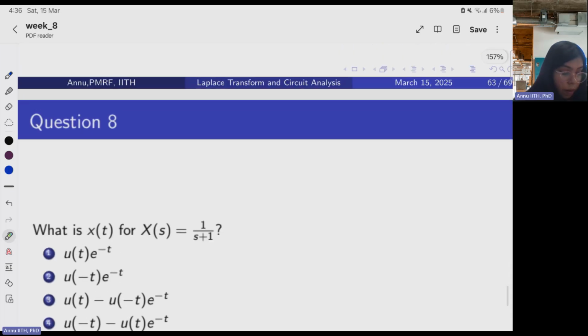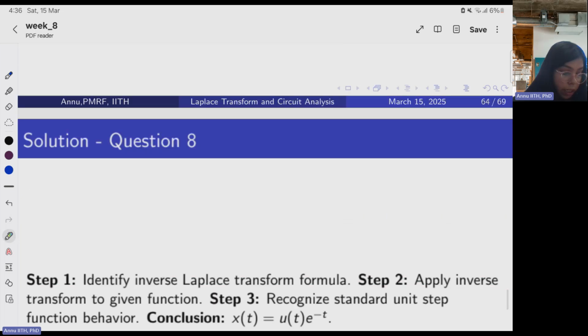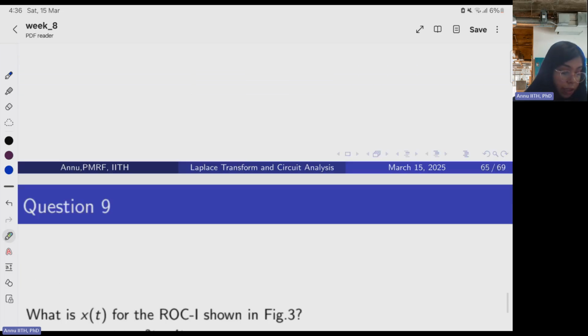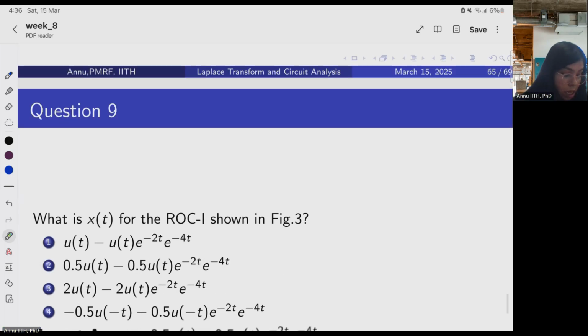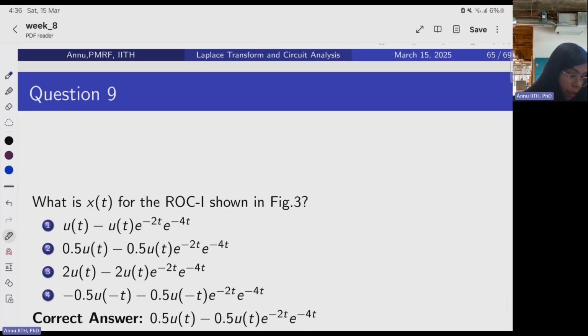Okay, what is x(t) for this, e to the power of minus at u(t)? Sorry, here with definitely my a is minus 1. Question number 9. What is x(t)? The figure I didn't keep.